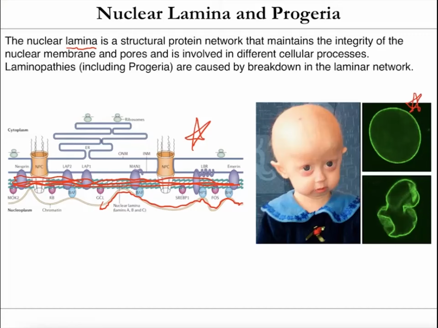Here, stained green, is a normal nucleus, so this is the lamin from a healthy individual. And here is the lamin from an individual with a specific type of progeria, and you can see how it's sort of just falling apart. This causes all sorts of problems and leads to early fatalities, unfortunately.